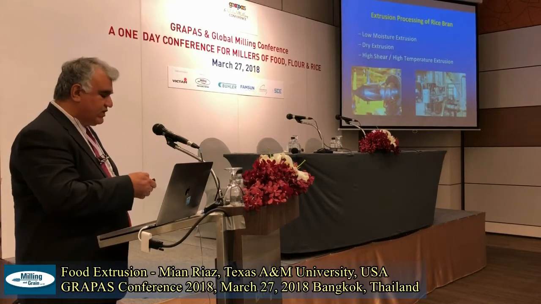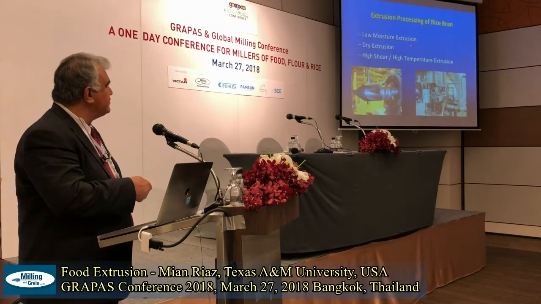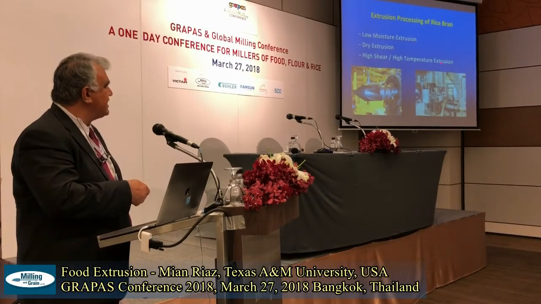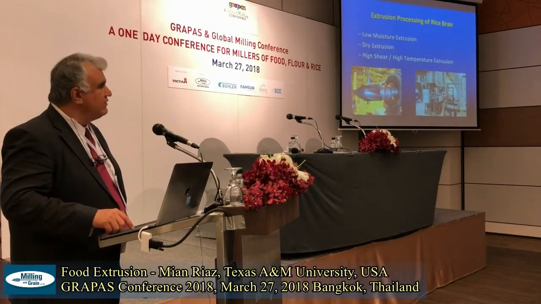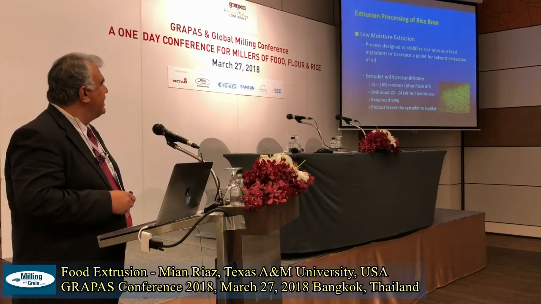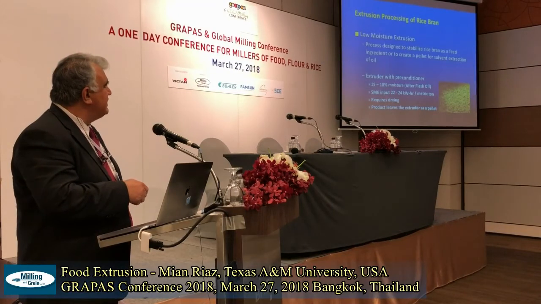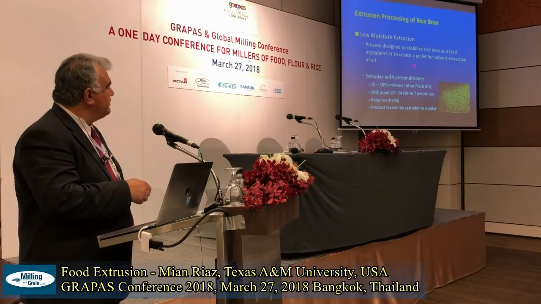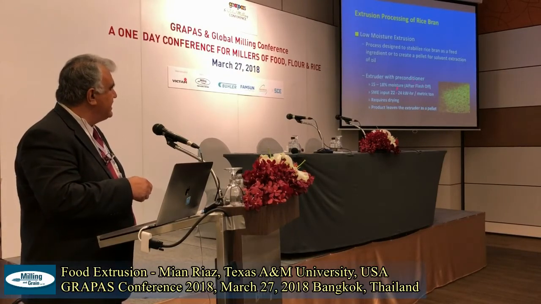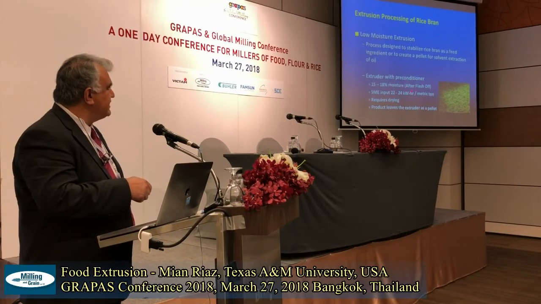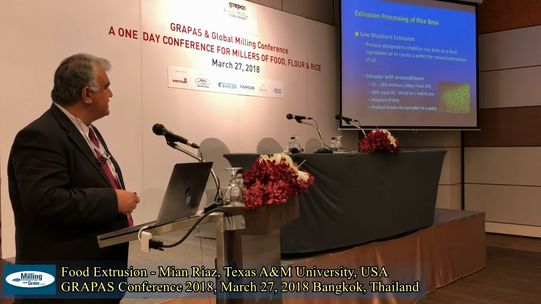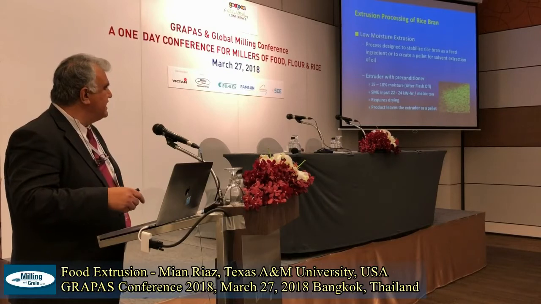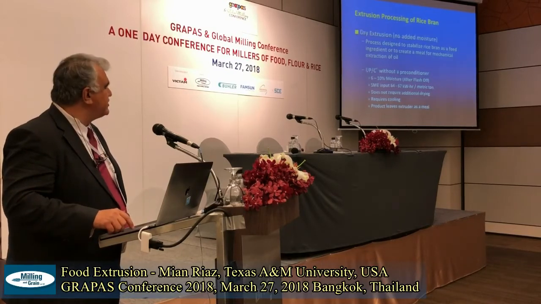We have what we call a low moisture extrusion process. We have a dry extrusion. We have a high shear, high temperature extrusion. All of them will stabilize the rice bran. In the low moisture extrusion, basically we create the pellet for solvent extraction, and it is with the preconditioners. This is just some of the data on how much energy is used and the drying required, and then after that it goes to the extraction.